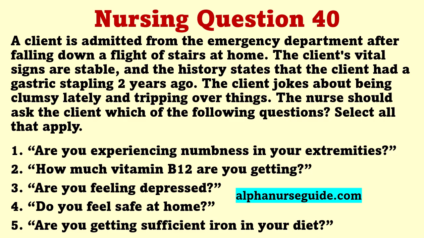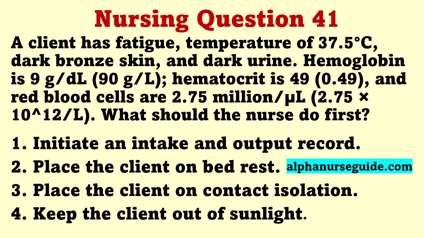Pernicious anemia is not related to dietary intake of iron. A client has fatigue, temperature of 37.5 degrees Celsius, dark bronze skin, and dark urine. Hemoglobin is 9 grams per deciliter, hematocrit is 49, and red blood cells are 2.75 million per microliter. What should the nurse do first?